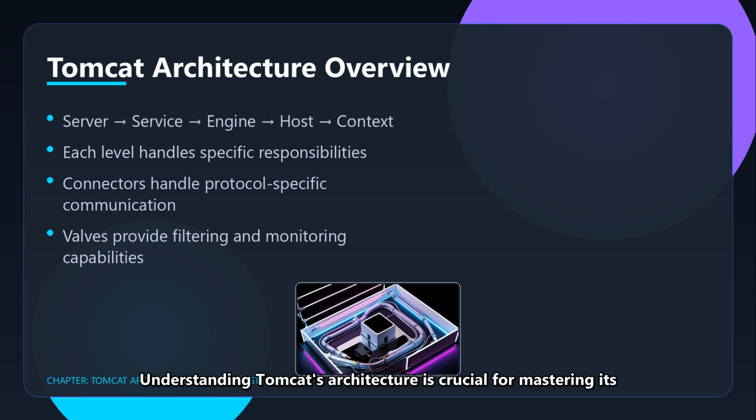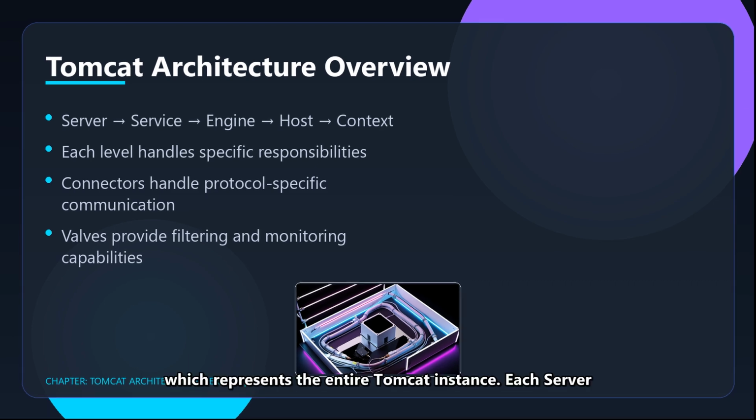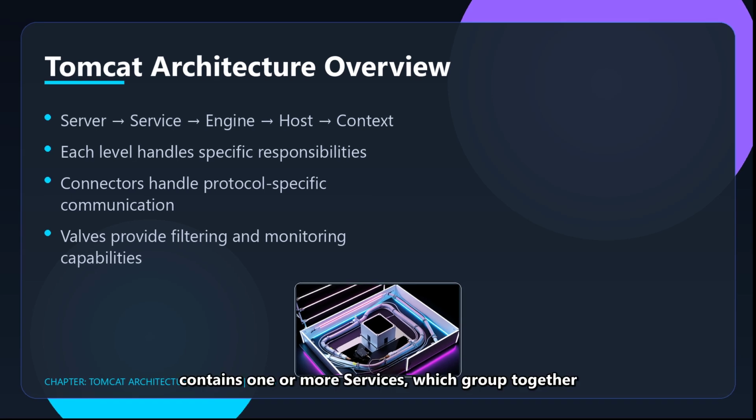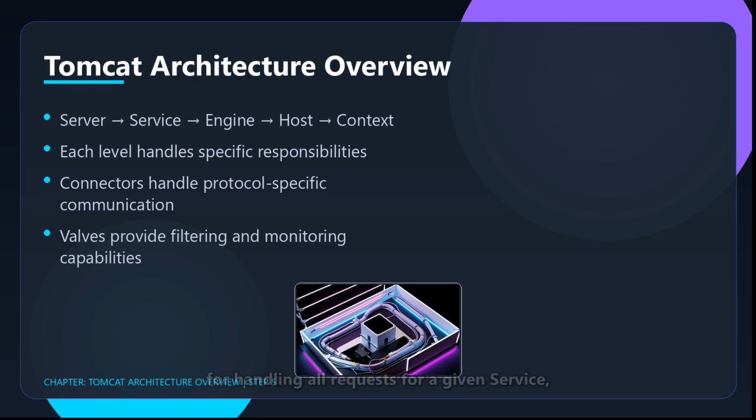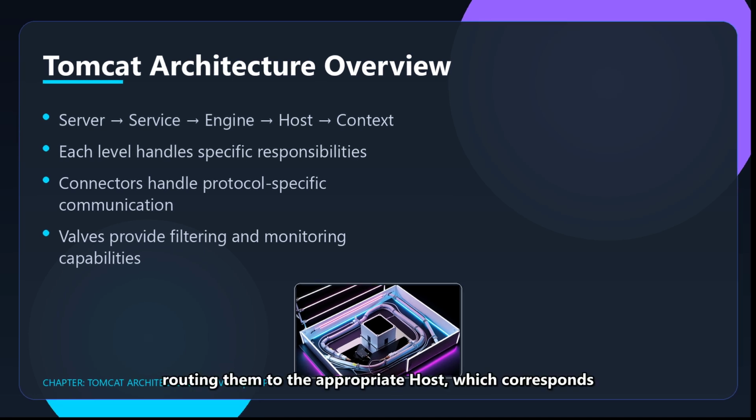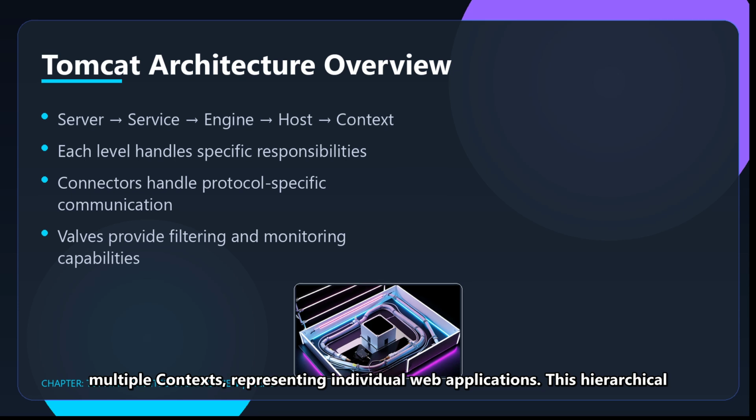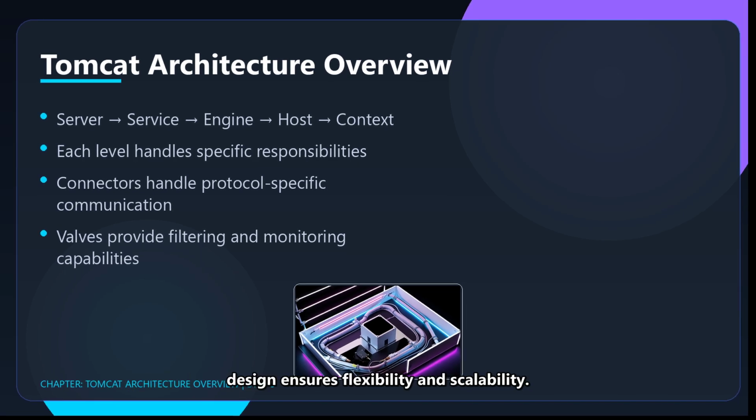Understanding Tomcat's architecture is crucial for mastering its capabilities. At the top level is the server, which represents the entire Tomcat instance. Each server contains one or more services which group together connectors and an engine. The engine is responsible for handling all requests for a given service, routing them to the appropriate host, which corresponds to a virtual host. Finally, each host contains multiple contexts, representing individual web applications. This hierarchical design ensures flexibility and scalability.